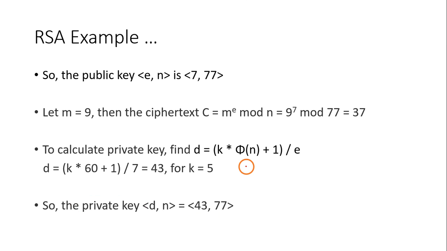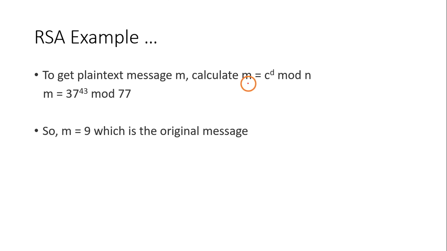Okay, now once you get the private key, you can find the plain text again by using this formula. Okay, so C is 37, D is 43, and N is 77. By solving this, we will get the original value 9. Okay, so this is how RSA works, right?